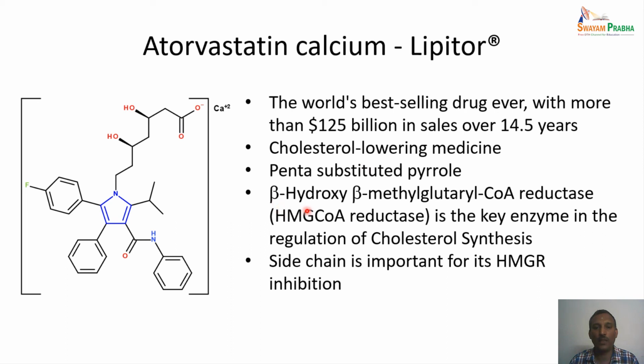Basically, beta-hydroxy beta-methylglutaryl CoA reductase is the key enzyme involved in the regulation of cholesterol synthesis. So this side chain unit is very crucial for the control of the HMGR inhibition activity. This is the structure of atorvastatin calcium or Lipitor, and this compound has the central pyrrole unit.